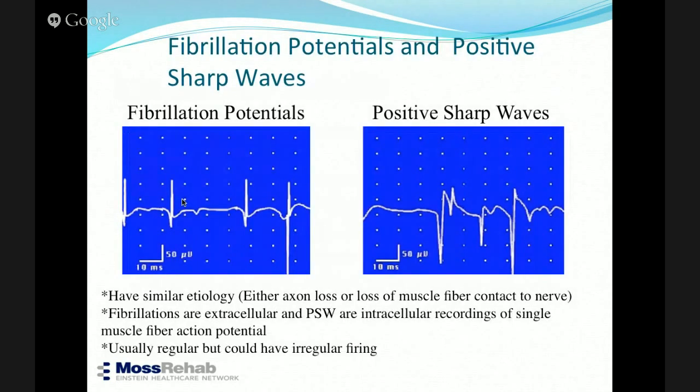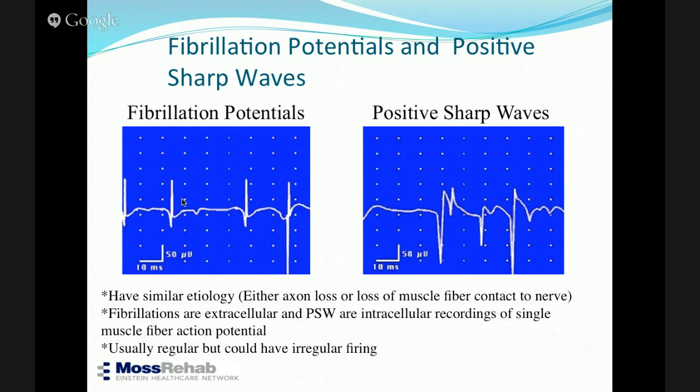So these are fibrillations and positive waves. They have similar etiology: either an axon loss process, denervation, where the muscle fiber is separated out from the nerve. Fibrillations are extracellular and positive waves are intracellular. So remember, if you're extracellular, the electrical activity comes close to your recording area. As it's under the needle, it's going to go up, and it's going to go in the opposite direction as it's moving away from it, and comes back to baseline. So it's a spike form.